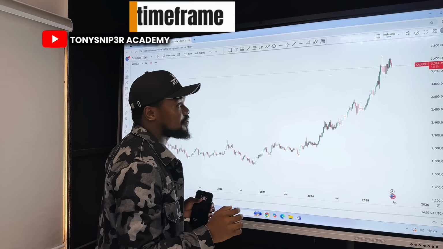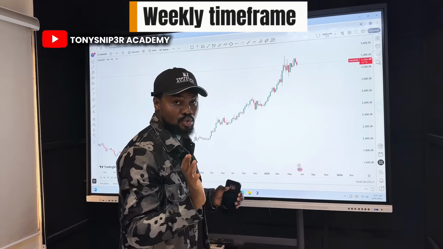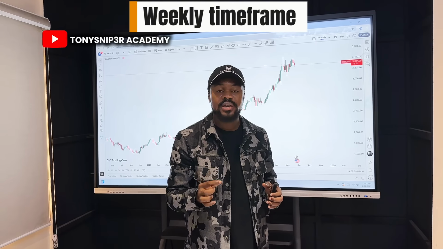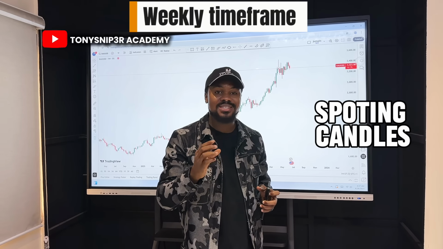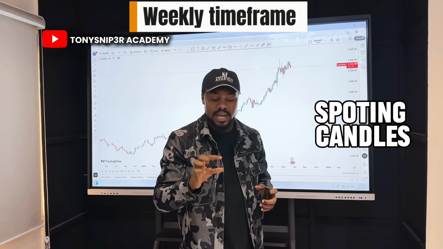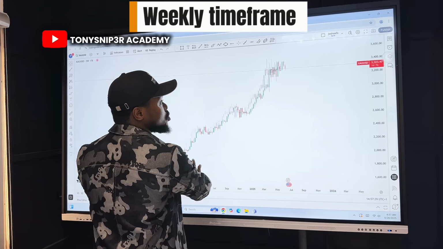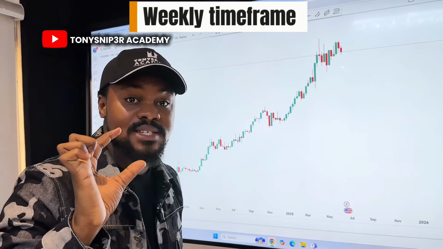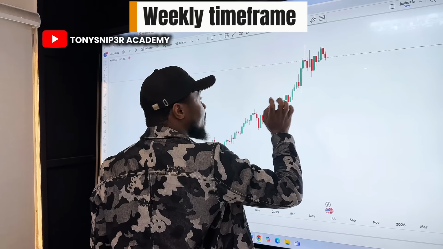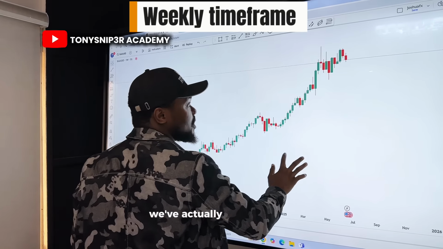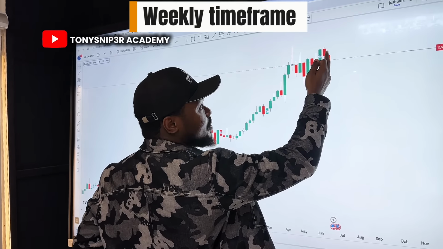Now, this is the weekly time frame, right? On your weekly time frame, the only thing you want to do when it comes to marking key zones is just spotting candles. Do you understand? Spotting candles, meaning seeing how last week's candle closed, and how this week's candle is expected to close. You want to pay attention to the last 3 candles only, which is 1, 2, and 3, right? The last 3 candles were a bullish candle, a bearish candle, a bearish candle.